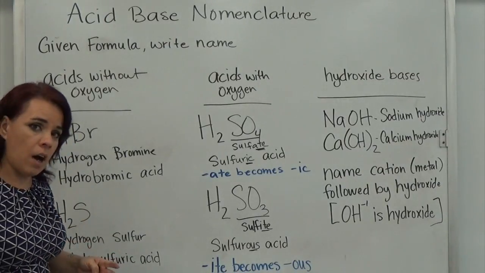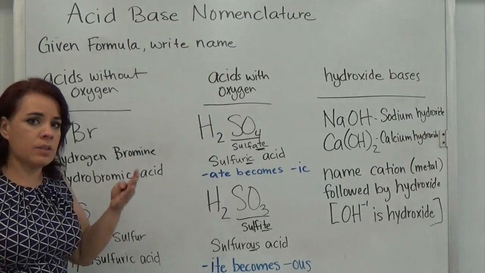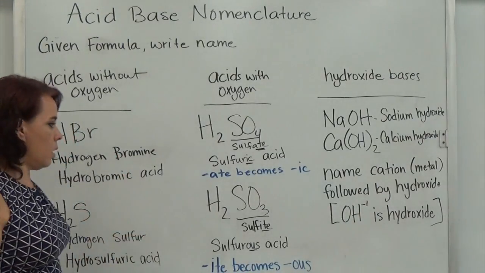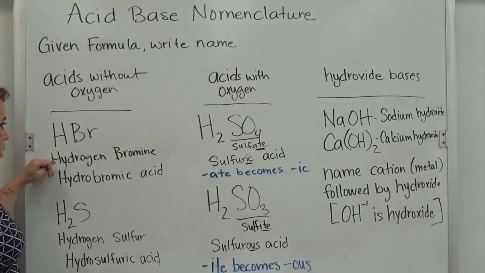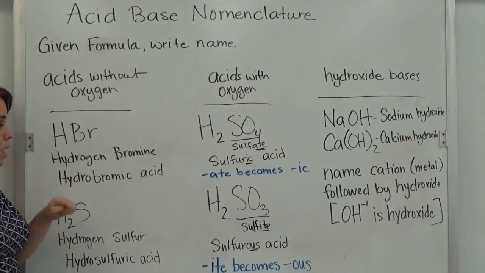It does not have oxygen. So when I write the name of the acid, it has to start with hydro. So I write hydrogen, bromine. So these are the two elements that make up my acid.